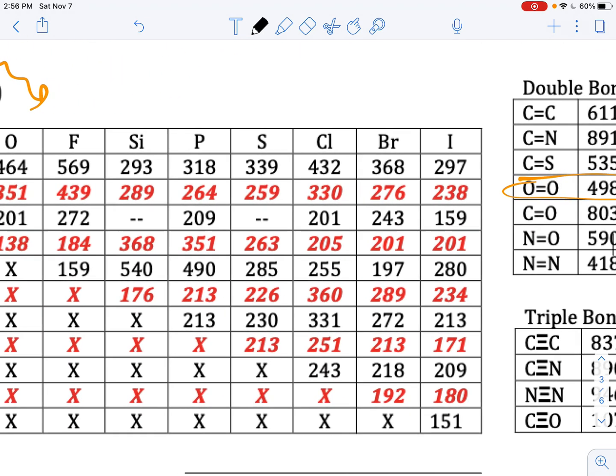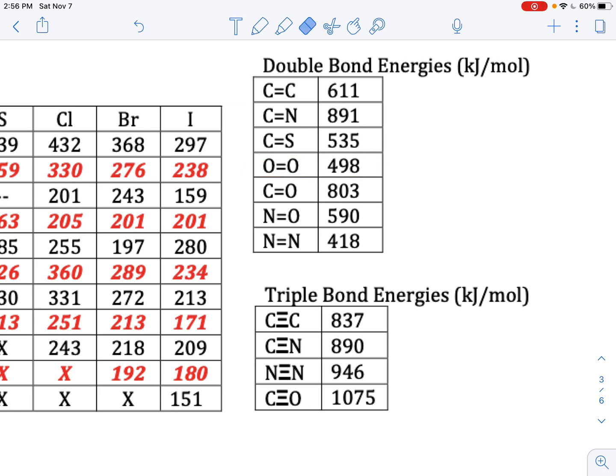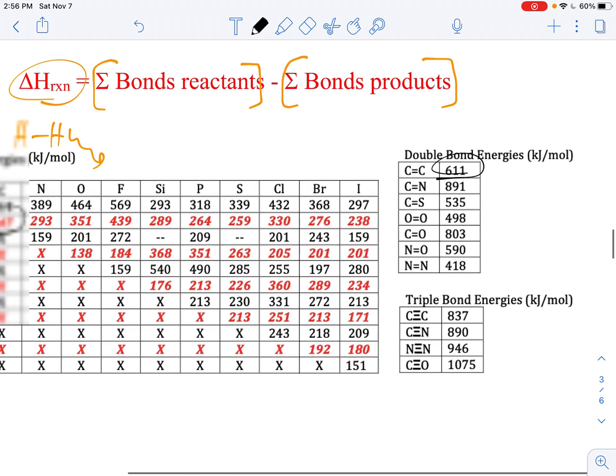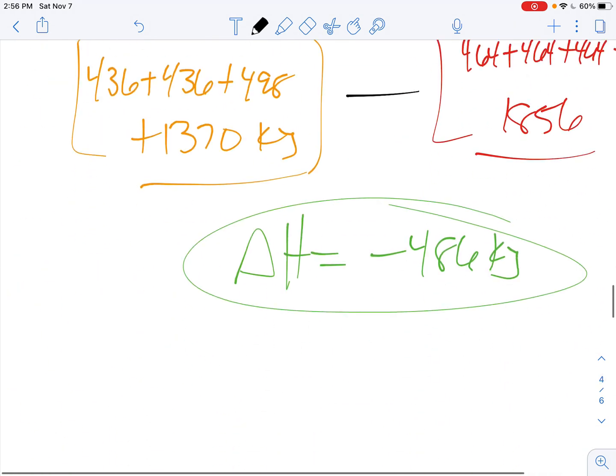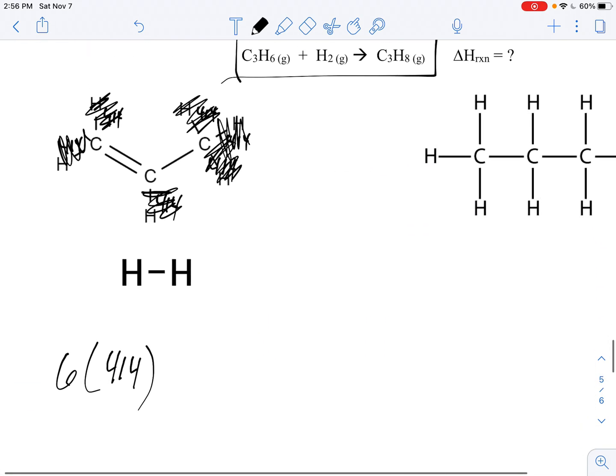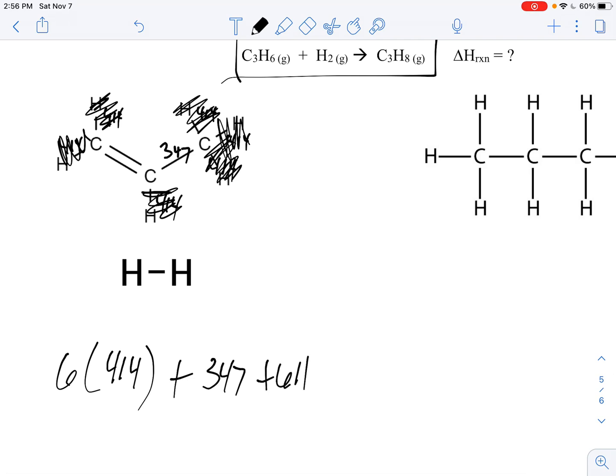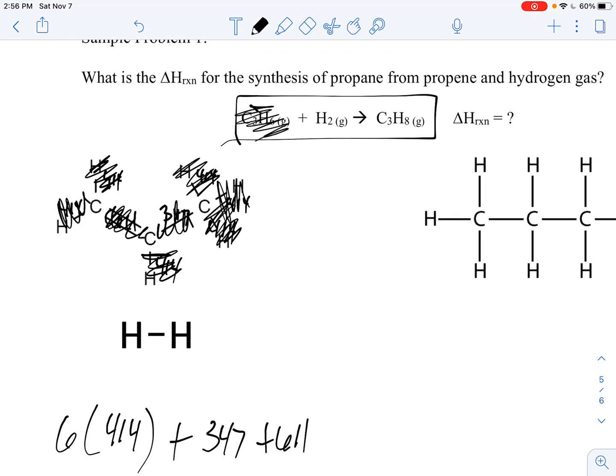Carbon-carbon single bond is 347, and carbon-carbon double bond over here is 611. So I come over here, and that's 347, that's how much he is, and then 611, that's how much he is. So that takes care of all of my bonds in that molecule.